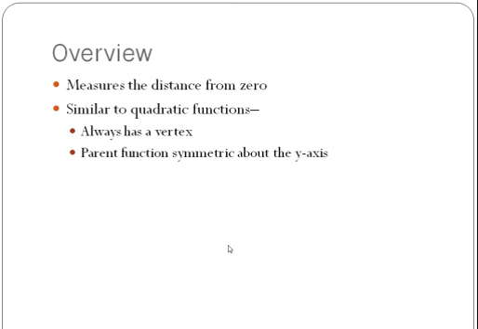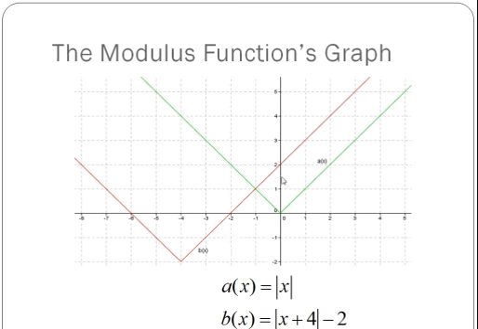Alright, so if we look at another type of graph, here's that parent function again. One of the other things I wanted to mention is this angle formed right here on both sides measures 45 degrees, just another piece of information that we'll use later.